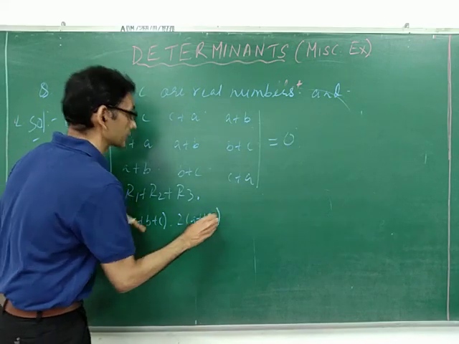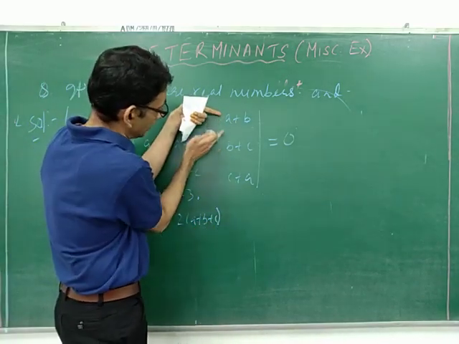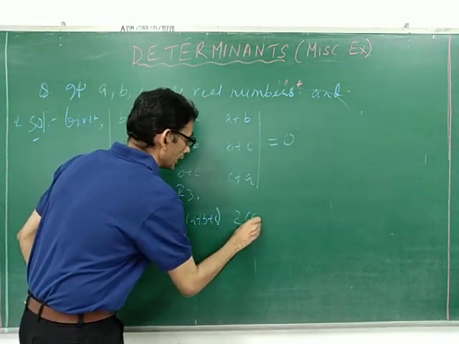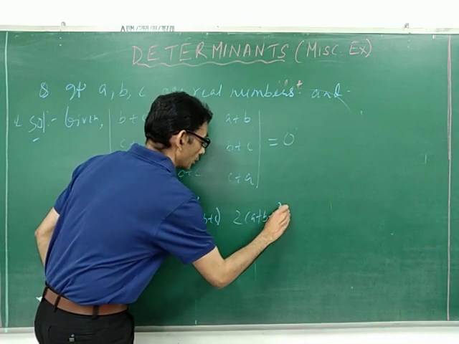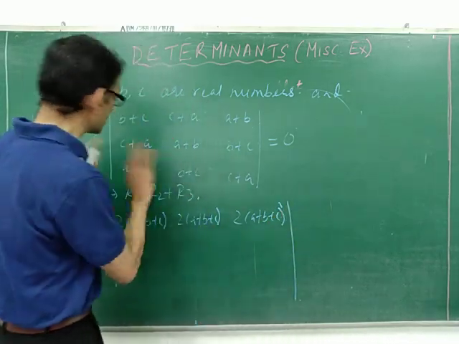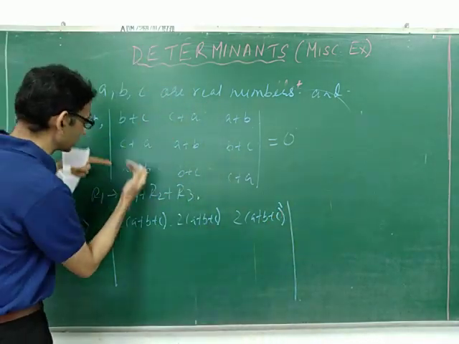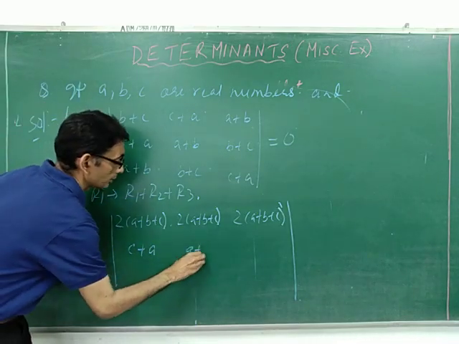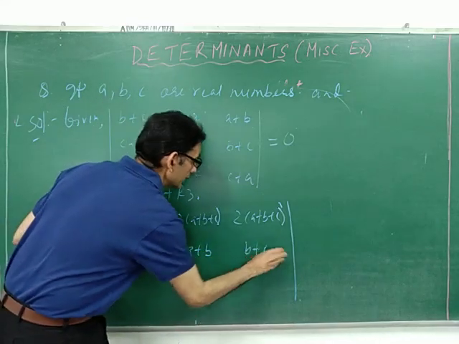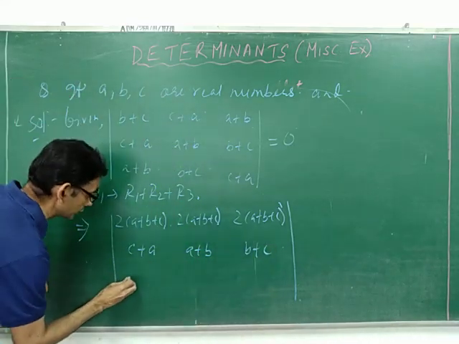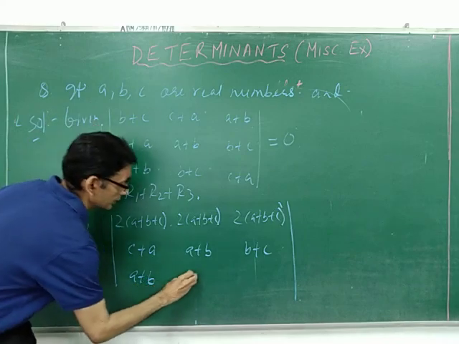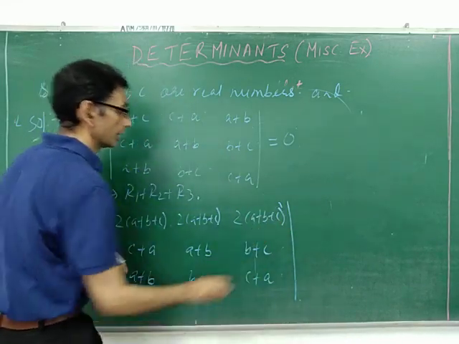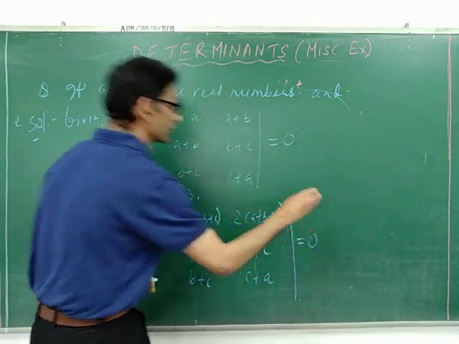If you add R1 plus R2 plus R3, you get twice A, twice B, twice C, that is 2 times A plus B plus C. But we are not making any changes in row 2 and row 3, so write them as they are: C plus A, A plus B, B plus C, and the third row A plus B, B plus C, C plus A, is equal to 0.